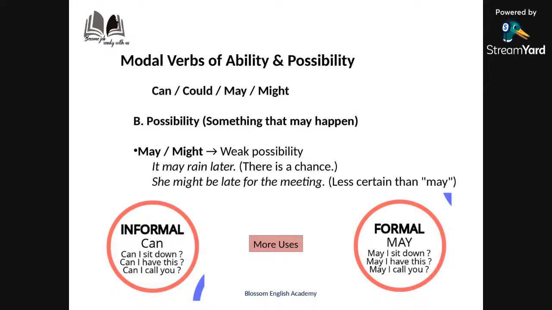Okay, maybe let's put a number to it. Let's say may means there is a 70% chance of it happening, and might means it only has like 40% chance for the action to happen. Okay, but both mean there is this possibility of a certain action happening or not.